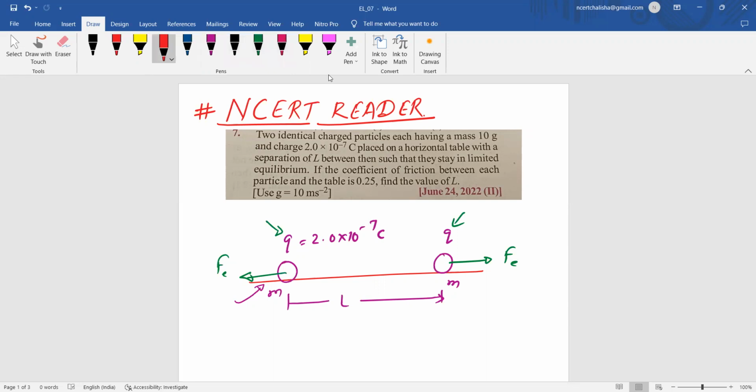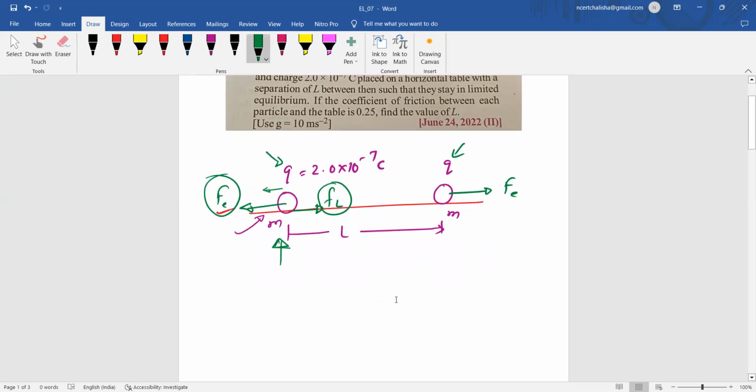Now, when this force comes into the picture, once the ball starts moving, there is friction between the surface and the charged ball. So once it starts moving in this direction, there will be a limiting value of friction, which I consider FL. When it is in limiting equilibrium, the electrostatic force and the frictional force balance each other. Then only the charged particle won't move and it will be in limiting equilibrium. So this is the condition that you have to apply: for equilibrium, the electrostatic force will be balanced by the frictional force.